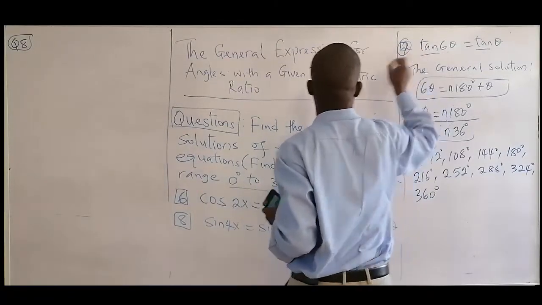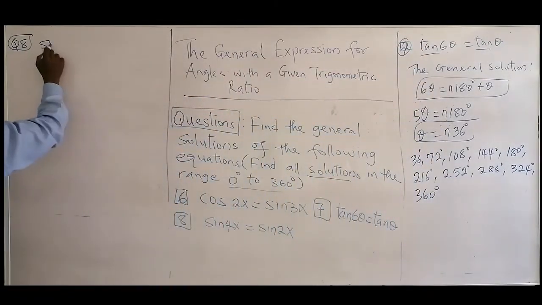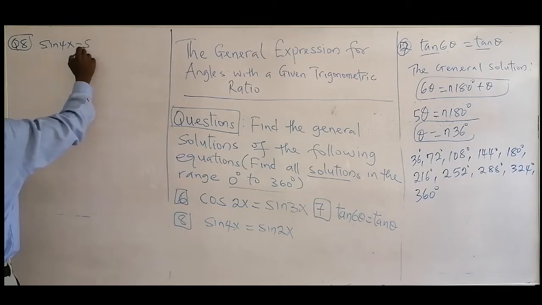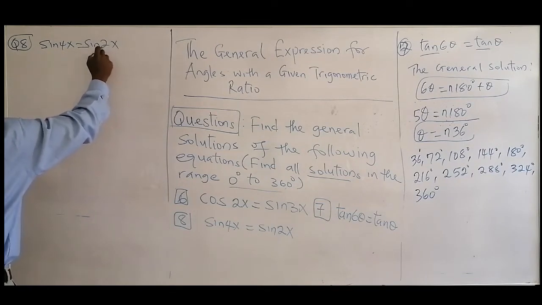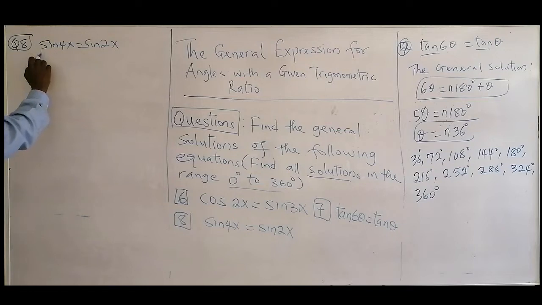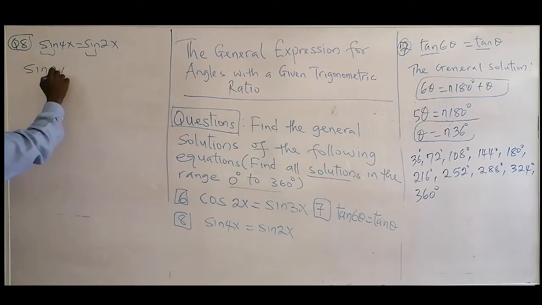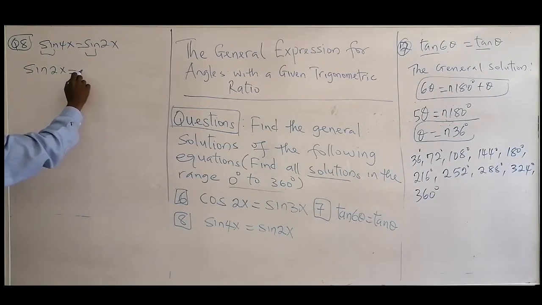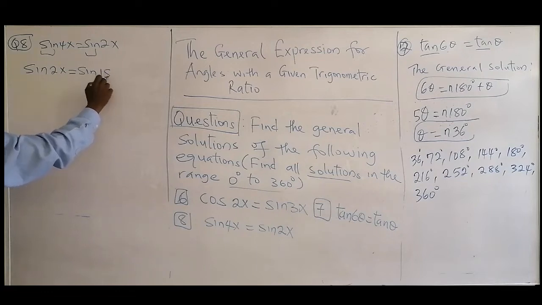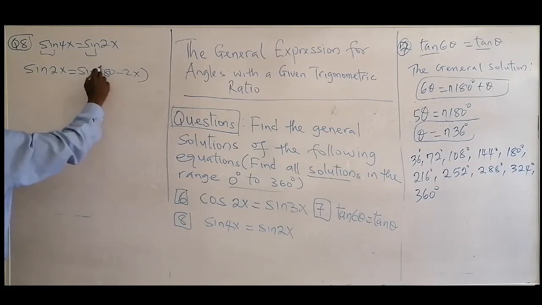Questions and continuations. Question 8, we have sine 4x equal to sine 2x. Here they are already in sine and sine. So what we can do now to make it practicable is to come here. Sine 2x is equivalent to sine of 180 minus 2x. And I'll show that to us, the equivalency.